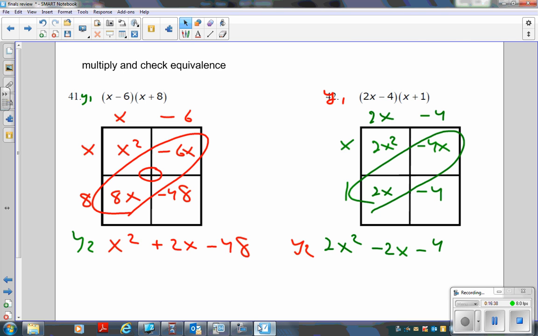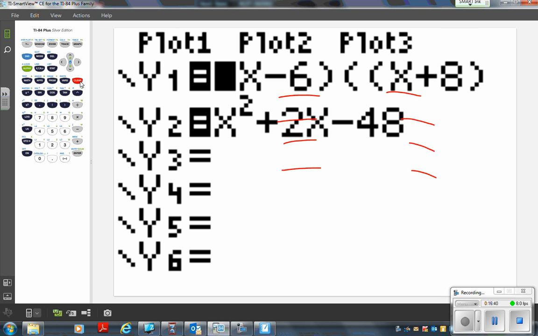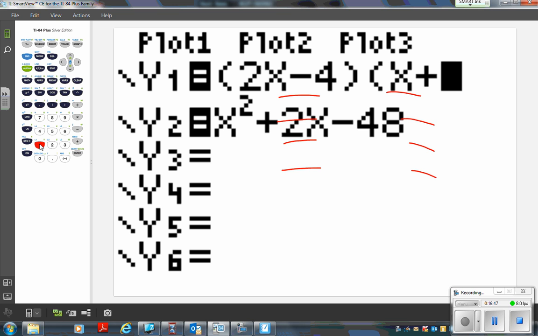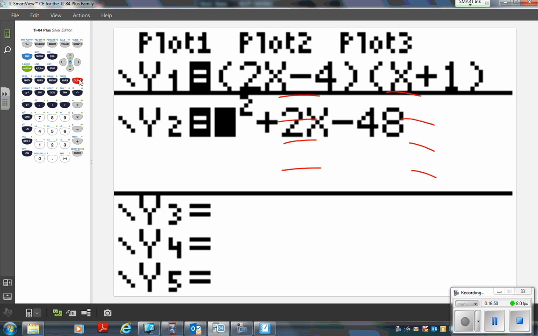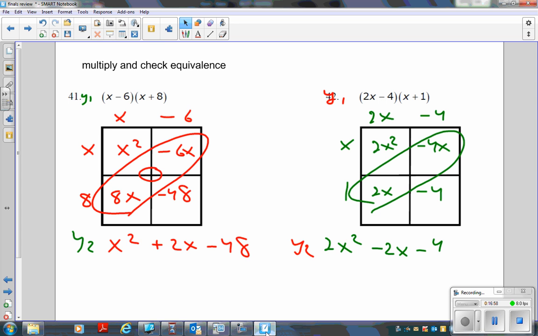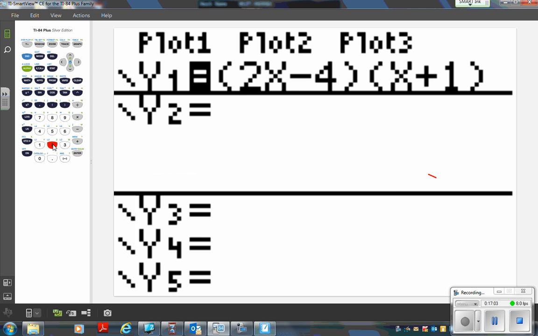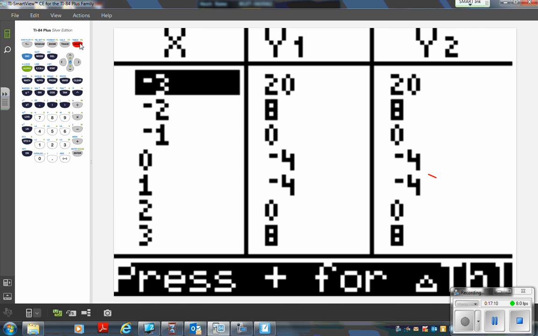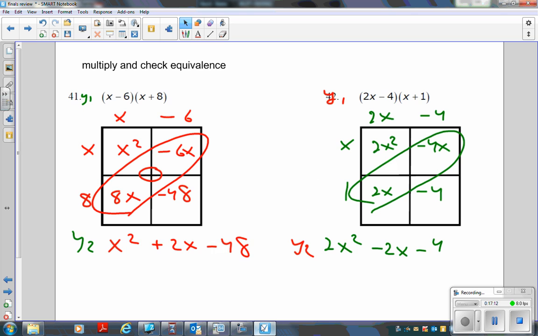So 2x minus 4, x plus 1. And on the second side right there, you're going to put 2x squared minus 2x minus 4. Now, as long as you go to the table and they're all the same numbers, and they are, then they're the right answer. This is the correct answer.